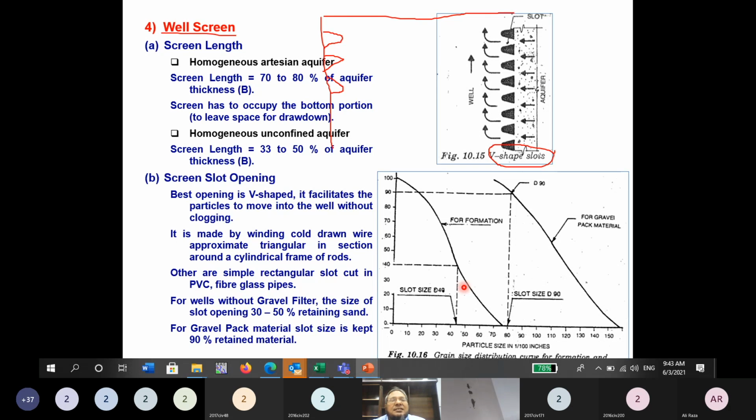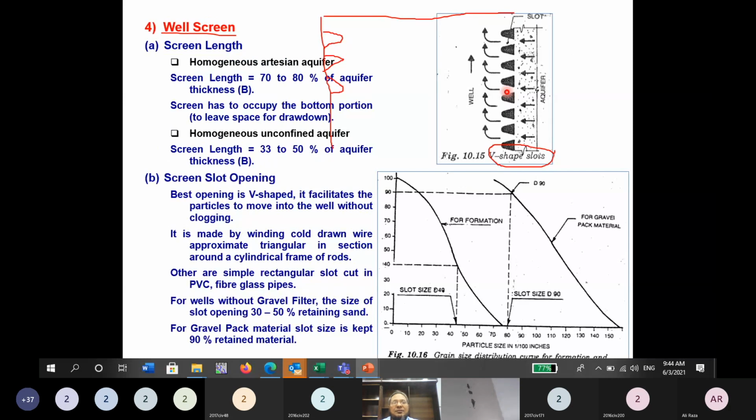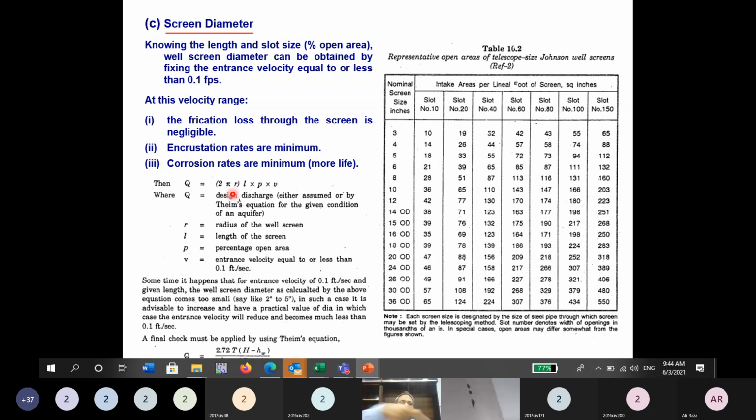Now the thing is screen diameter. How do we select the screen diameter? The velocity of flow through the screen should not be more than 0.1 feet per second. How do we calculate this? Discharge is equal to area into velocity. So 2 pi r, where r is the radius of the screen, is the circumference of the screen. L is the length of the screen, and P is the percentage of open area, into the velocity in the screen, which should be 0.1 feet per second. So using this equation, one can decide what the screen diameter should be.